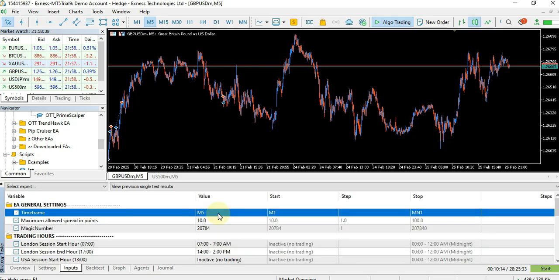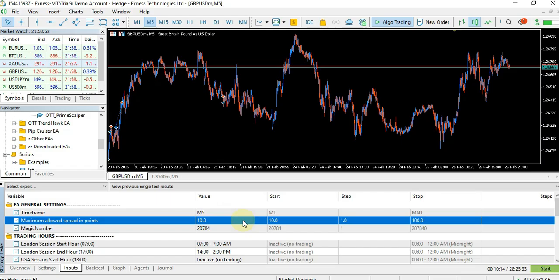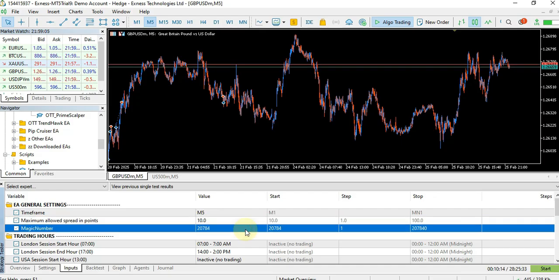Now over here are the inputs. I'm going to explain some of the inputs so that you will know a little bit of how this robot works. Over here is the time frame, and of course it is 5 minutes by default. Over here is the maximum allowed spread in points, which is 10 points. So this means that if the spread is more than 10 points, then it will not take the trade. Over here we have the magic number. This magic number should be unique for each currency pair.